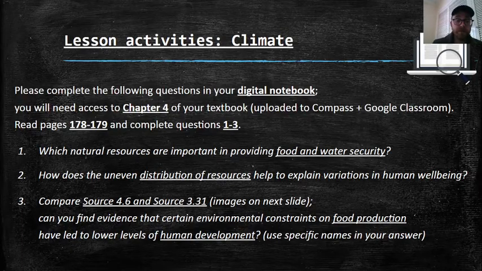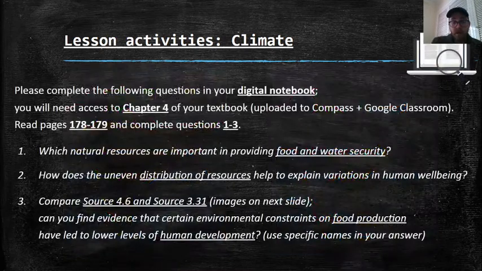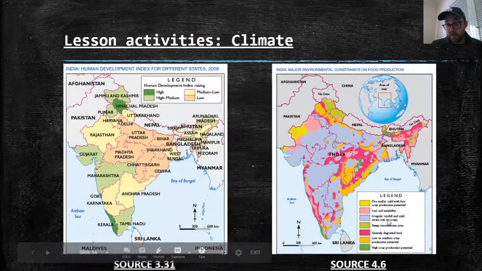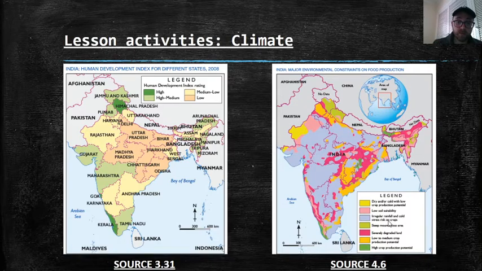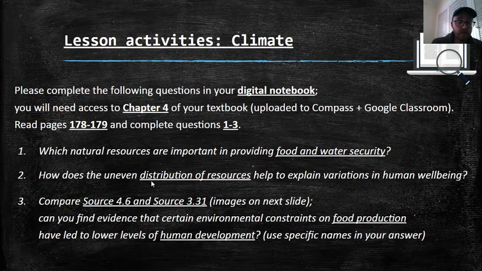And question 3, what you're doing is comparing these 2 maps of India. So using those 2 maps, can you find evidence that certain environmental restrictions or limitations or constraints on food production, things like the land quality, the amount of rainfall you get in the region, can you find evidence that those factors, environmental factors, have led to lower levels of human development, so lower levels of human well-being? Use specific names in your answer.